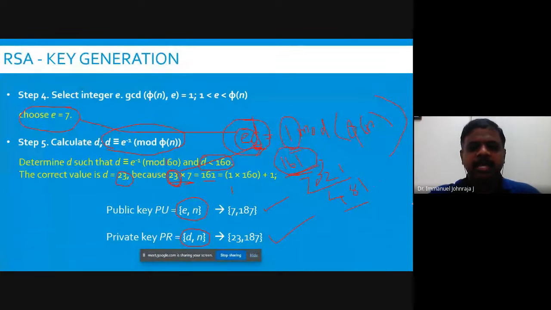So this number can be made public. This number has to be kept secret. The numbers are very small so that you can easily factorize them, so this can be broken. But in practice, these numbers are going to be in multiple digits, normally in the range of 2 power 512 to 2 power 1024. Much bigger numbers are used so that it cannot be broken. But in our calculation, we have chosen these two numbers, the public key and the private key. All right, moving on.